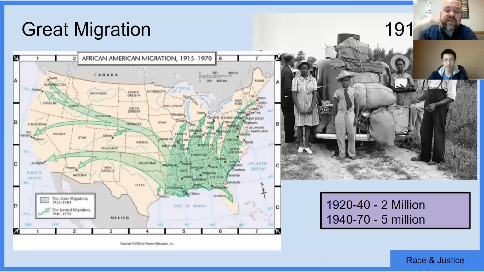The Great Migration is the time period from the 1910s to the 1930s where a large population of African Americans moved out of the South to the cities of the North for the first time. For the first time ever, the northern cities are going to have a significant Black population. We're talking New York, Chicago, Cleveland, Detroit, Philadelphia.